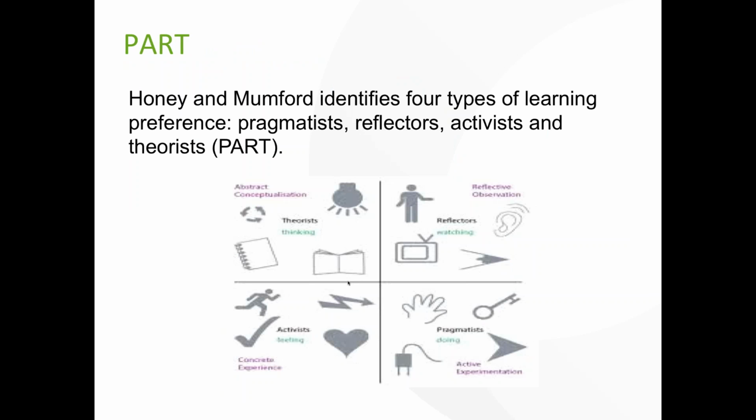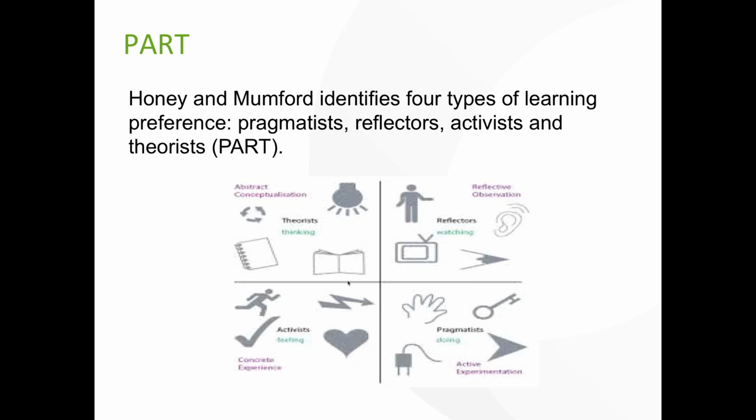We also have PART, which is Honey and Mumford. They have four learning styles: a pragmatist, a reflector, an activist, and a theorist. So different people will learn in different ways. A theorist will be in their element if they can relate it to different theories. They need to think about their actual learning.